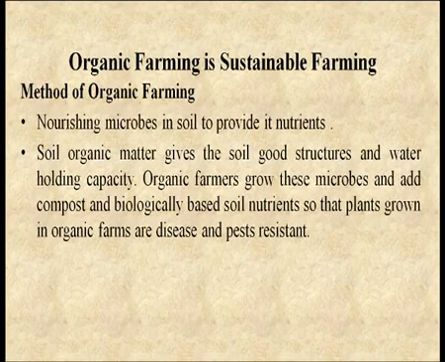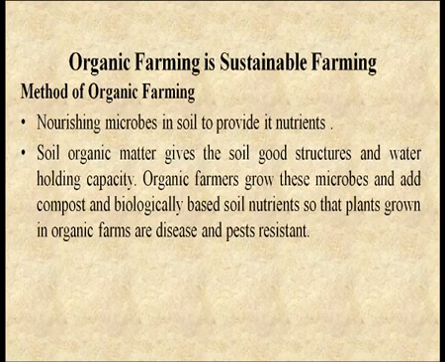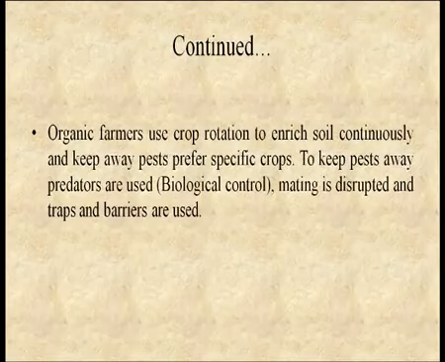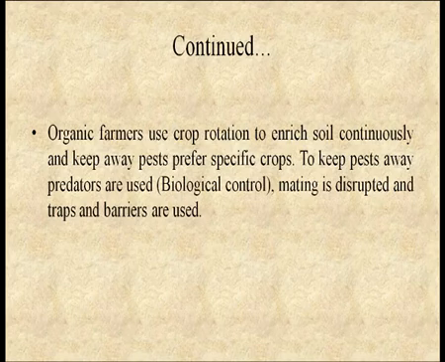Now come to the method of organic farming. Nourishing microbes in soil to provide its nutrients. Soil organic matter gives the soil good structure and water holding capacity. Organic farmers grow these microbes and add compost and biological based soil nutrients so that plants grown in organic farms are disease and pest resistant. Organic farmers use crop rotation to enrich soil continuously and keep away pests. They prefer specific crops to keep pests away. Predators are used. Mating is disrupted and traps and barriers are used.